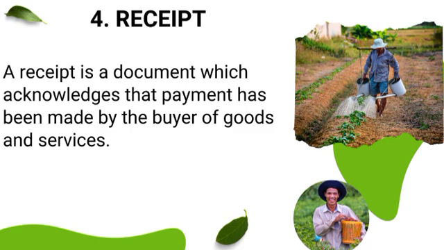Then we have number 4, the receipt. The receipt is a document which acknowledges that payment has been made by the buyer of goods and services. This receipt is common knowledge. If you buy any goods, maybe in a bookshop, even you as a student, when you pay your school fee, you'll be given a receipt to show that your payment has been made by you. So this receipt is an evidence of payment.